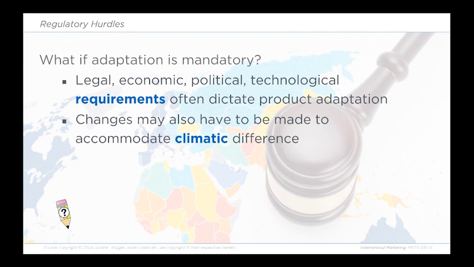It also could be something that is adapting to the climate. This isn't a man-made requirement. It's just physically required in order to make your product work in a new country. Could be lubrications, could be stabilizers or other things. Could be dealing with humidity, other things so that your product functions in the target market.